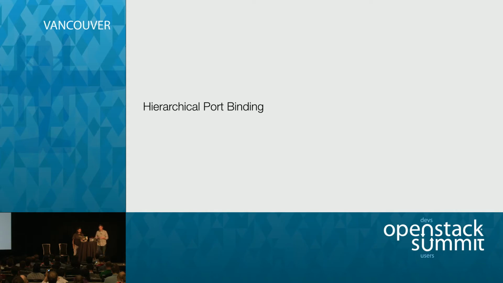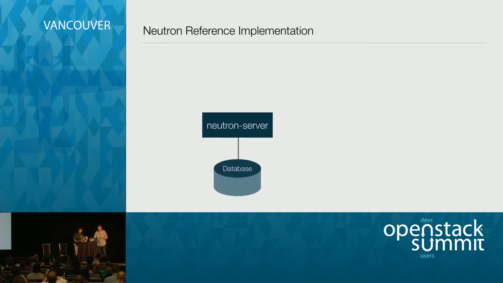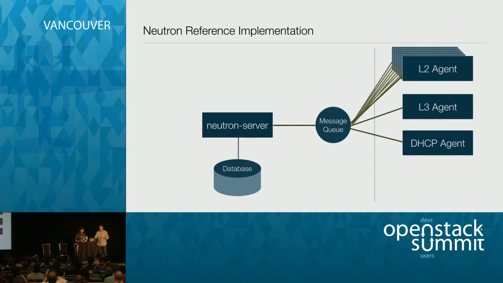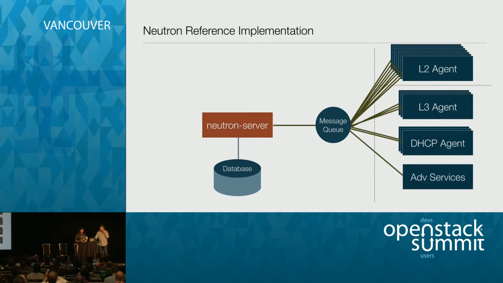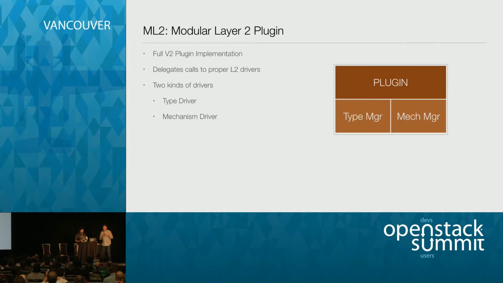So now, given the design considerations for building a network, how can we leverage that with hierarchical port binding? What we first wanted to take a look at is a quick primer on ML2. We're all used to seeing the Neutron reference implementation. You have multiple agents: layer 3 agents, DHCP agents, and a Neutron server. Inside the Neutron server is where the ML2 plugin runs. It's basically broken down into two pieces, a type manager and a mechanism manager.